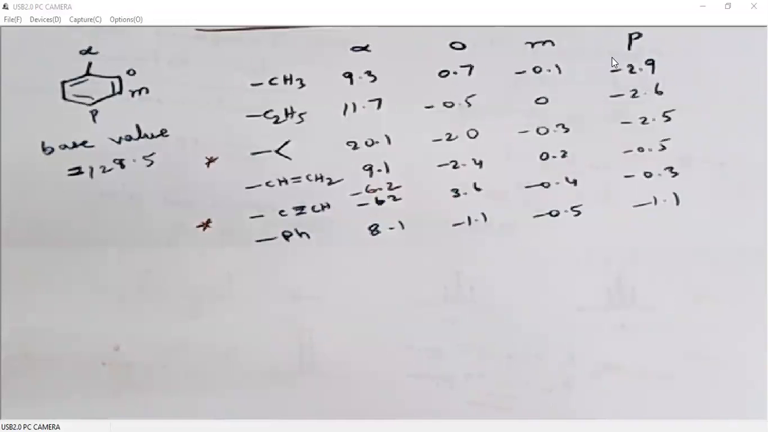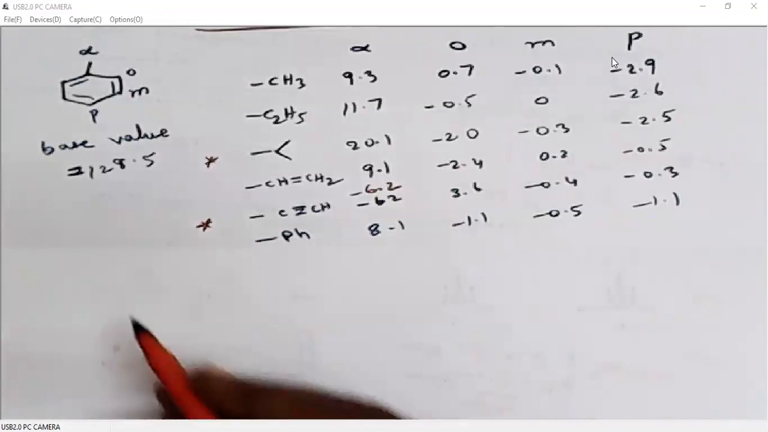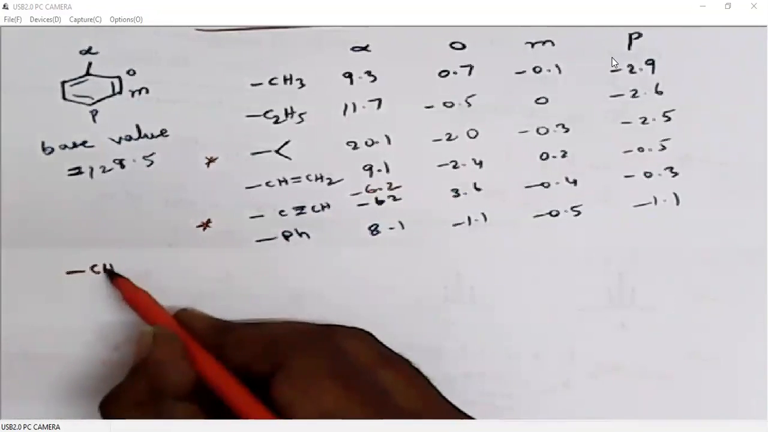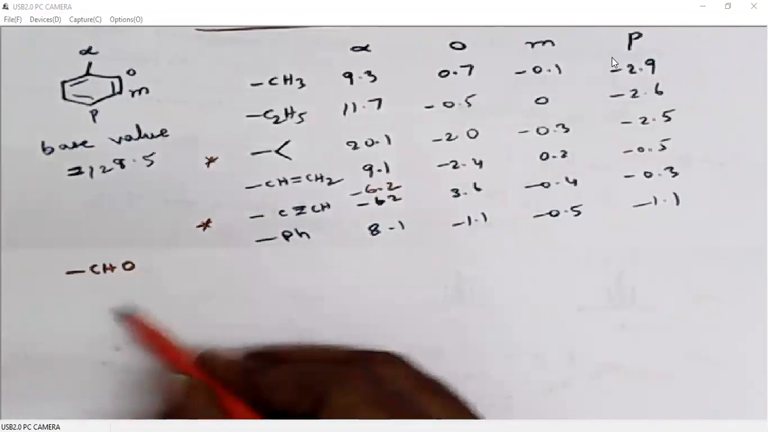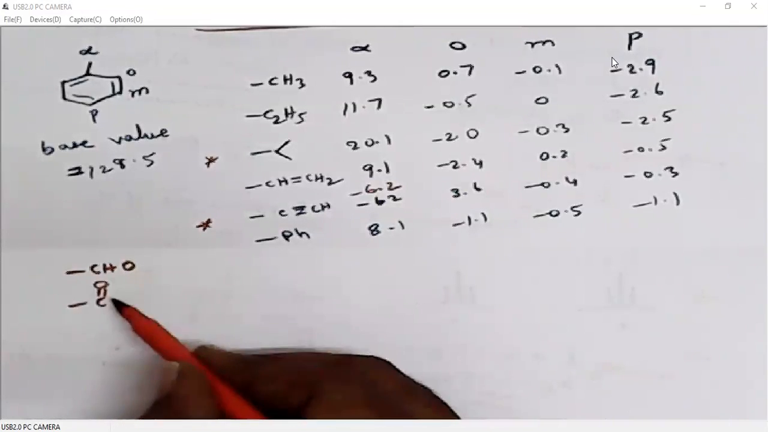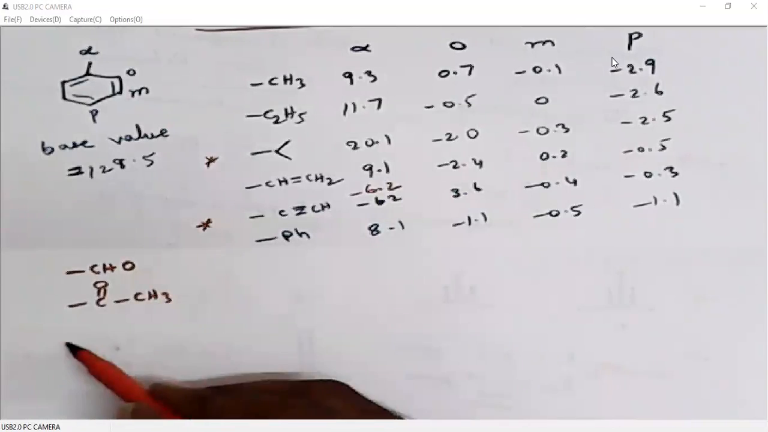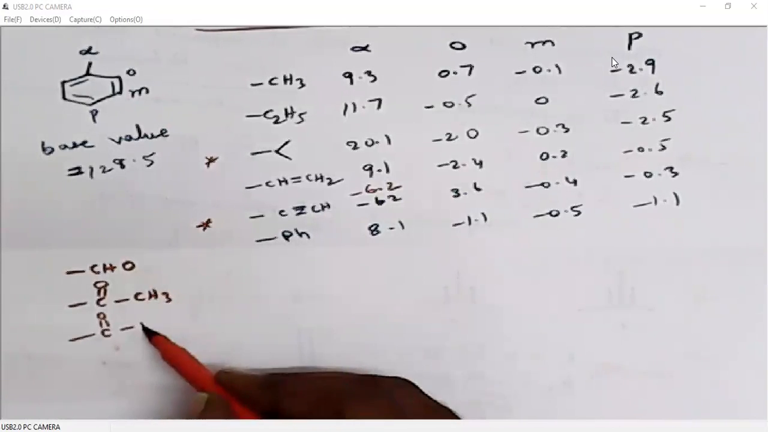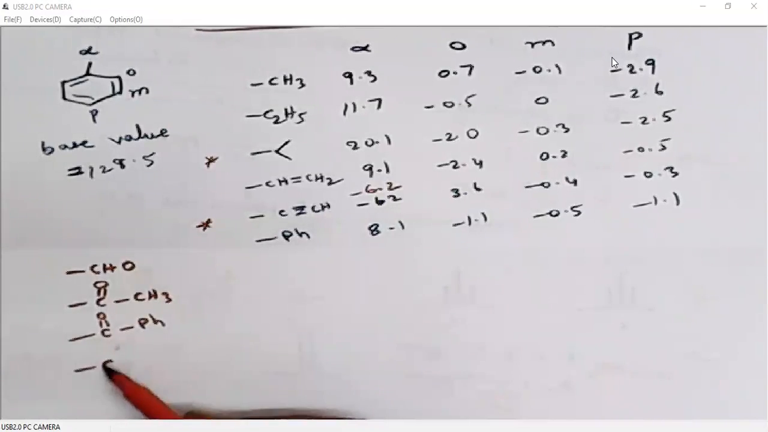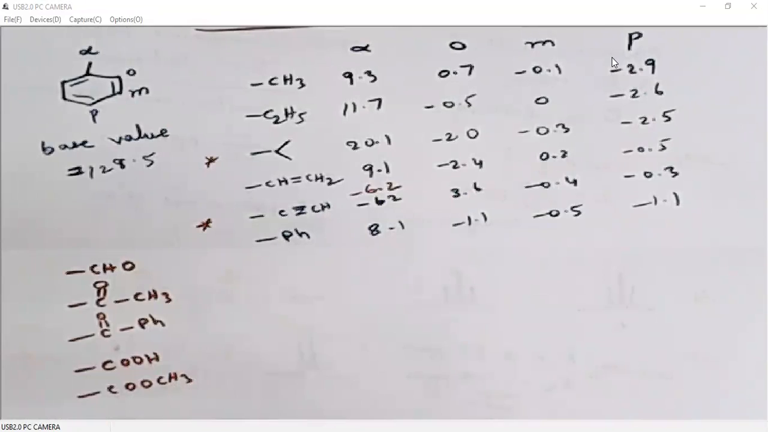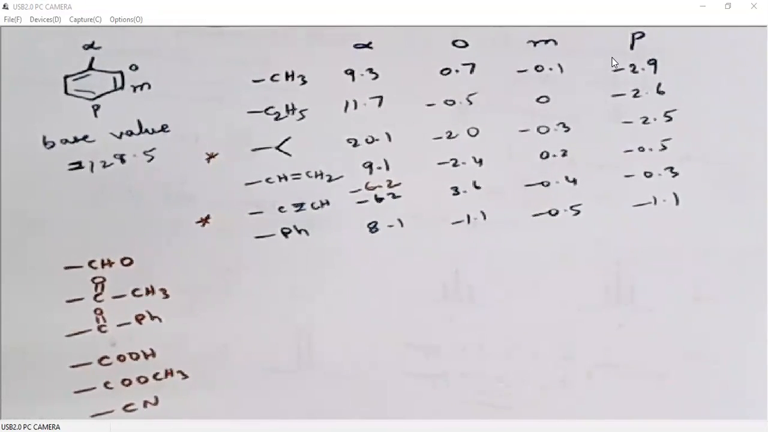Now we will look at the carbonyl substituents. Aldehyde, methyl ketone, phenyl ketone, carboxylic acid, ester, and then nitrile. We will look at these examples, these substituents.